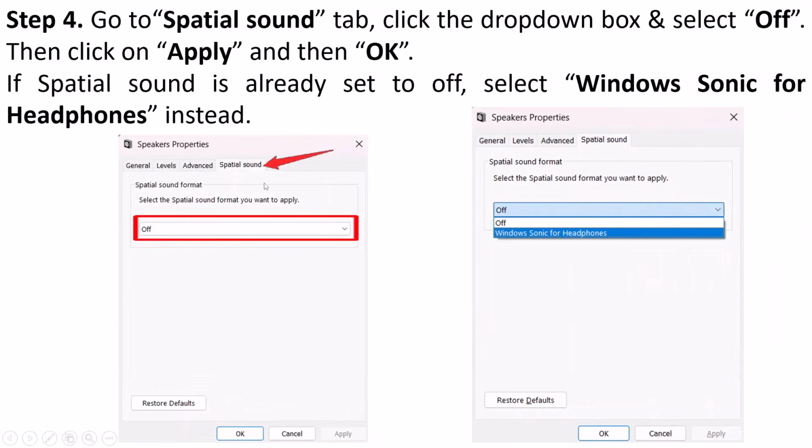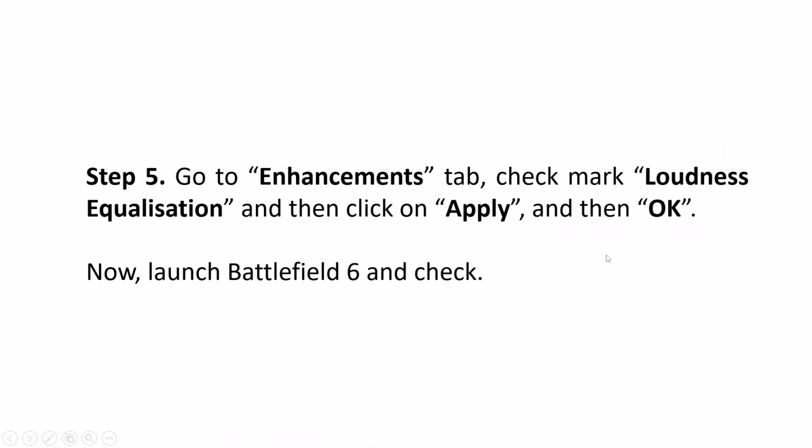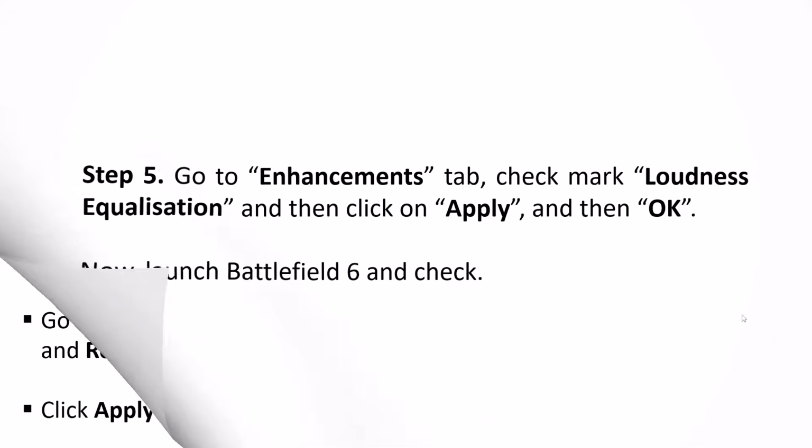Then go to Spatial Sound tab, click the drop down box and select Off option. Then click Apply, OK. If Spatial Sound is already set to off, then select Windows Sonic for headphones instead. Then hit Apply, OK. Go to Enhancement tab, check mark Loudness Equalization and then click on Apply and then OK. Now launch Battlefield 6 and check.